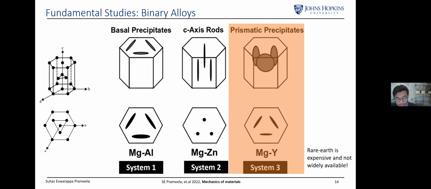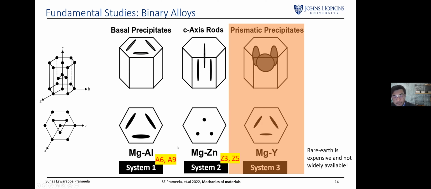And when you're trying to build materials in a very large amount, which is often the case for structural materials, you want to pick elements that are widely available in the Earth's crust. So my talk is now going to focus just on these two systems, just because of this logistical burden.